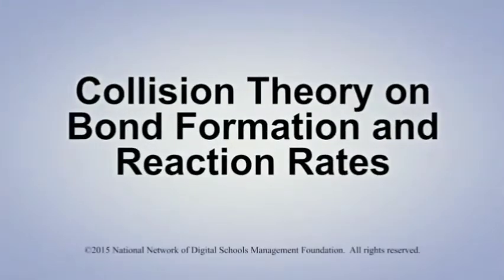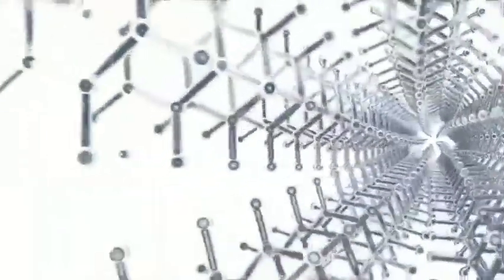Collision theory on bond formation and reaction rates. The collision theory explains why chemical reactions occur and the rate at which they occur. The reaction time of a chemical reaction is how fast the chemical reaction occurs. When we talk about collisions, we refer to particles crashing into one another to break bonds. Bonds form between atoms that are held together by opposite charges. How does this affect a chemical reaction?